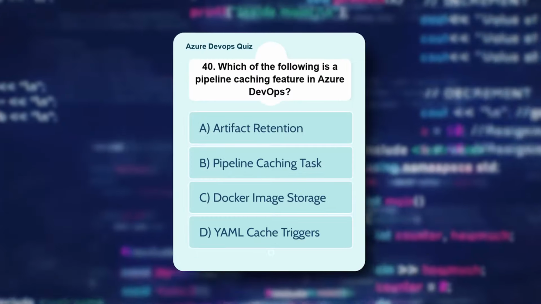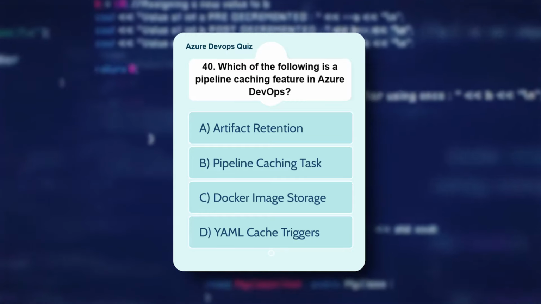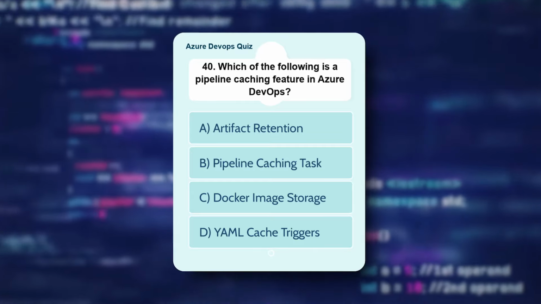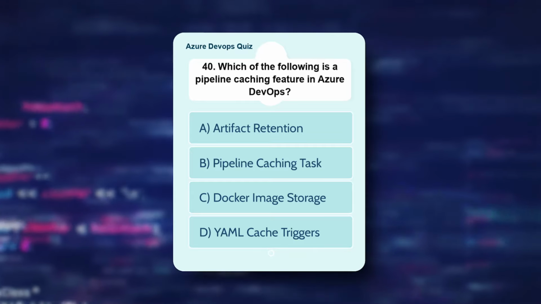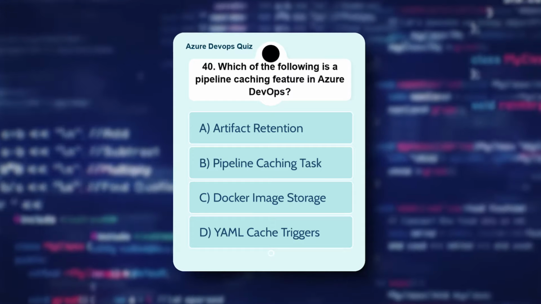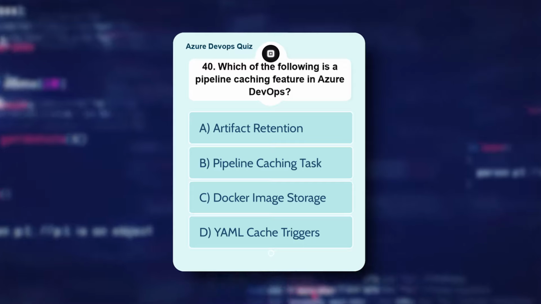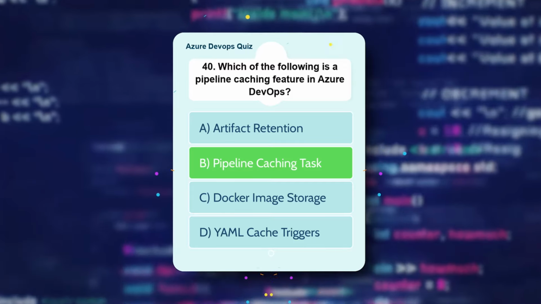40. Which of the following is a pipeline caching feature in Azure DevOps? A. Artifact retention. B. Pipeline caching task. C. Docker image storage. D. YAML cache triggers. Answer: B. Pipeline caching task.